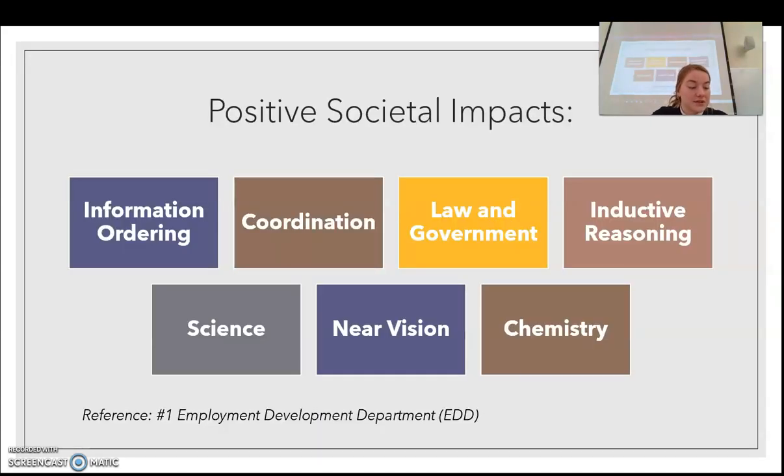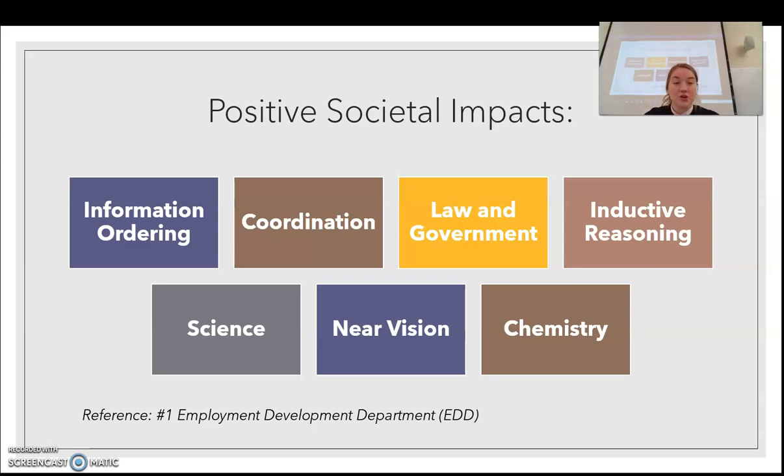Some positive societal impacts from forensic science: the first one being information ordering, being able to record and prepare reports and then bringing them to the courtroom. Coordination, then using those different test documents and such to compile a case, compile a story, recreate what happened. Law and government: these pieces of information can be used in a testimony in order to bring justice to a family who might have lost a loved one in a homicide case.